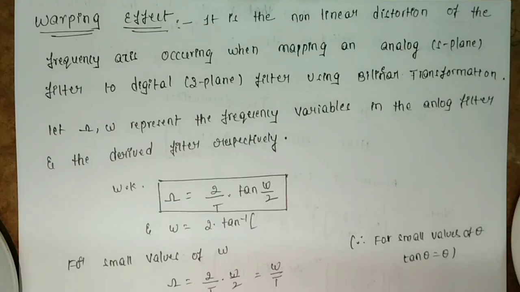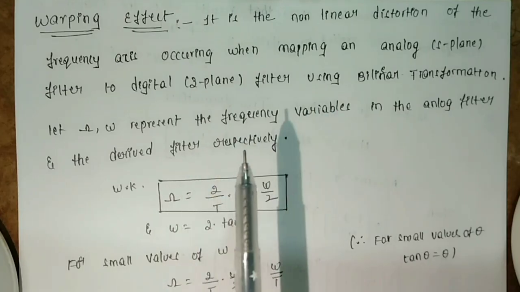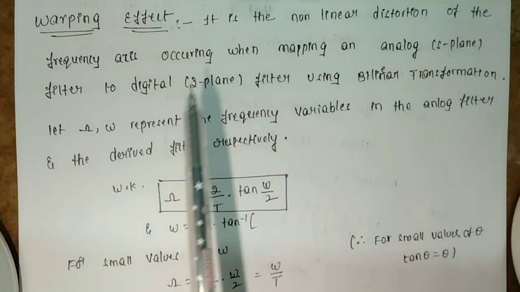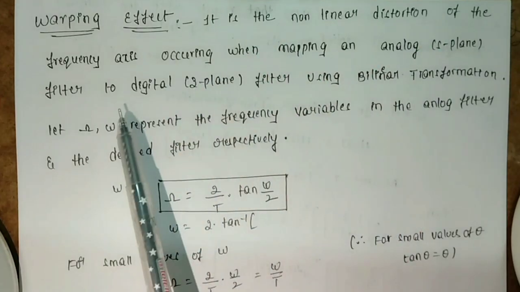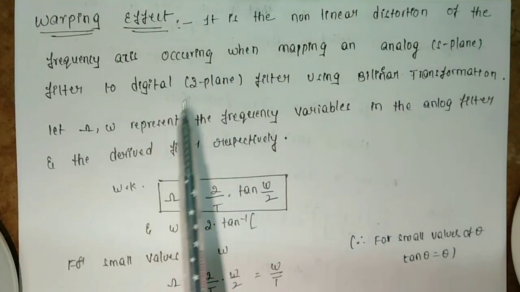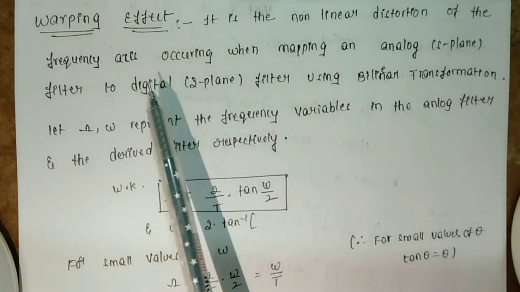As we all know, the bilinear transformation method is a conversion of an analog filter into a digital filter, right? So if you are converting a filter from the analog to the digital domain, there will be non-linearity in the frequency axis. That nonlinear distortion is nothing but the wrapping effect. It is the nonlinear distortion of the frequency axis occurring when mapping an analog filter into a digital filter.